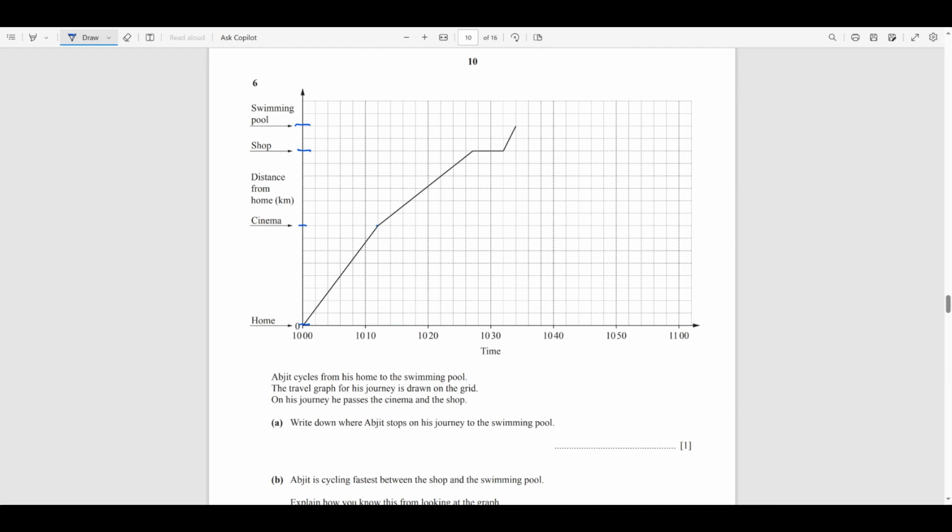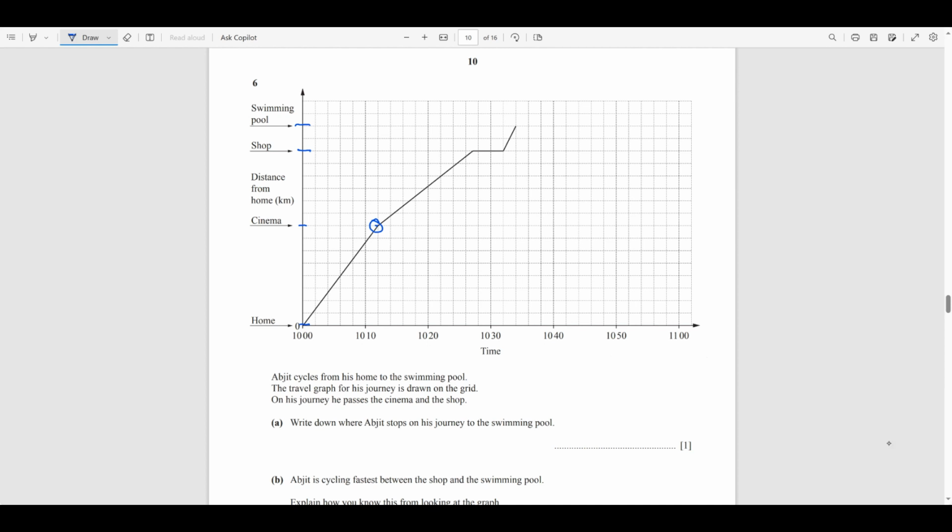Part A, write down where Abjit stops on his journey to the swimming pool. So when he left his home on his journey to the swimming pool, he passed through the cinema. This is where the cinema is. And he did not stop at the cinema. This is not a straight line from his home to the shop. It means that when he reached the cinema, he changed his speed, right? He kept going, but at a different speed until he reached the shop.